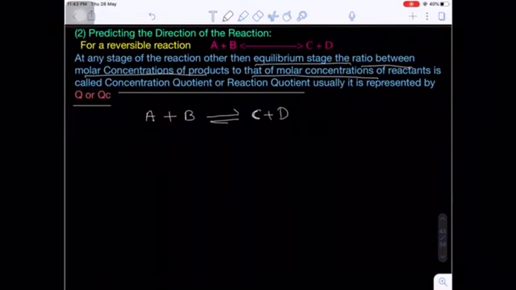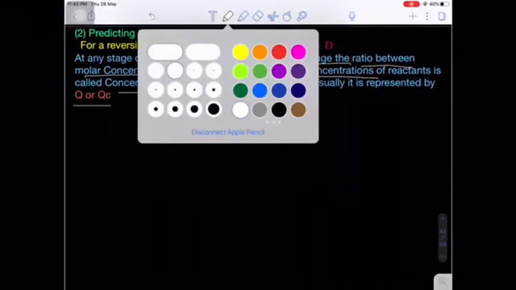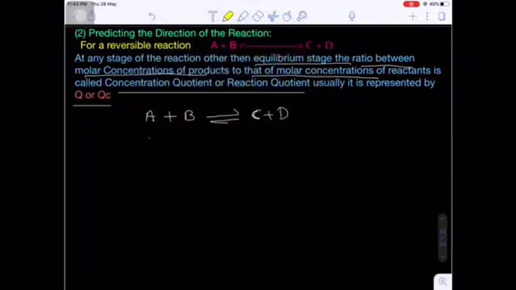Now here in this equilibrium, let's suppose I am taking small a moles of A and small b moles of B. There will be no products, let's suppose. Now this reaction will obviously occur in the forward direction only. Why? Because there is no product, only reactants are there. Obviously reactants have to combine to give the product. That means the reaction is favorable in the forward direction.